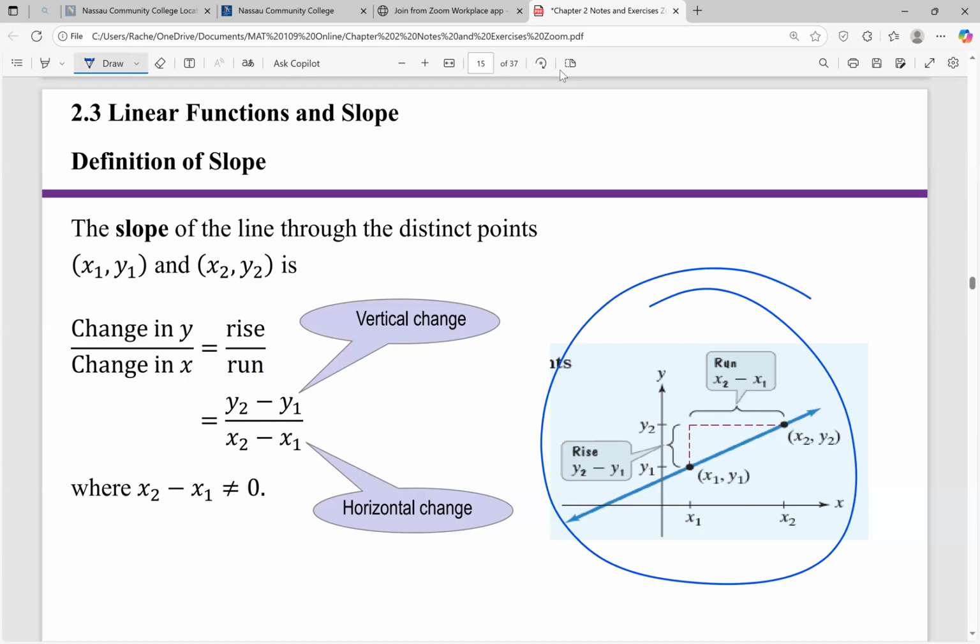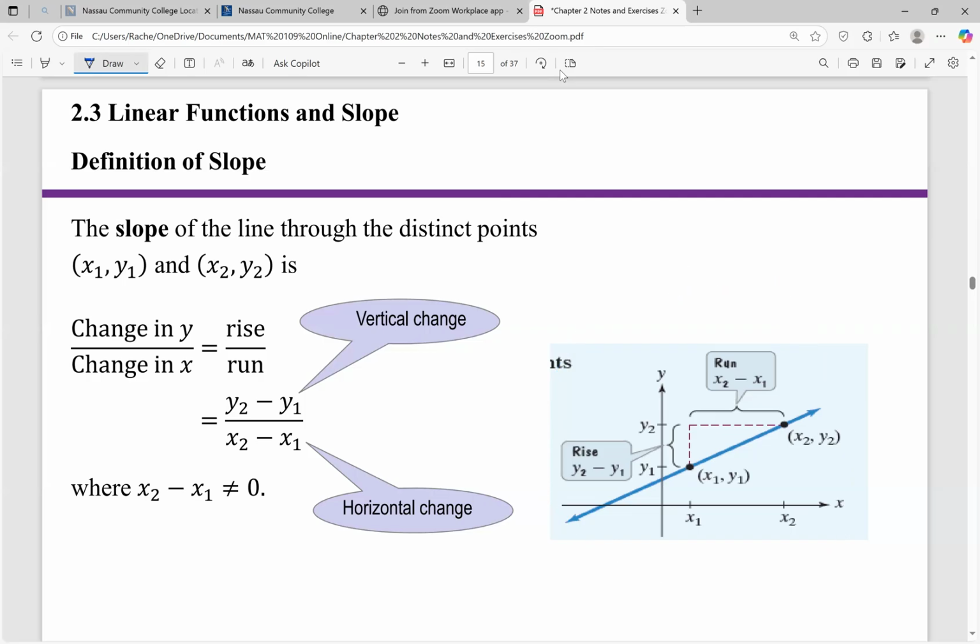In this diagram to the right, we can see that if we have these 2 points, x1, y1, and x2, y2, we're comparing the distance that we would have to move vertically to the distance that we would have to move horizontally to get from one point to the next.